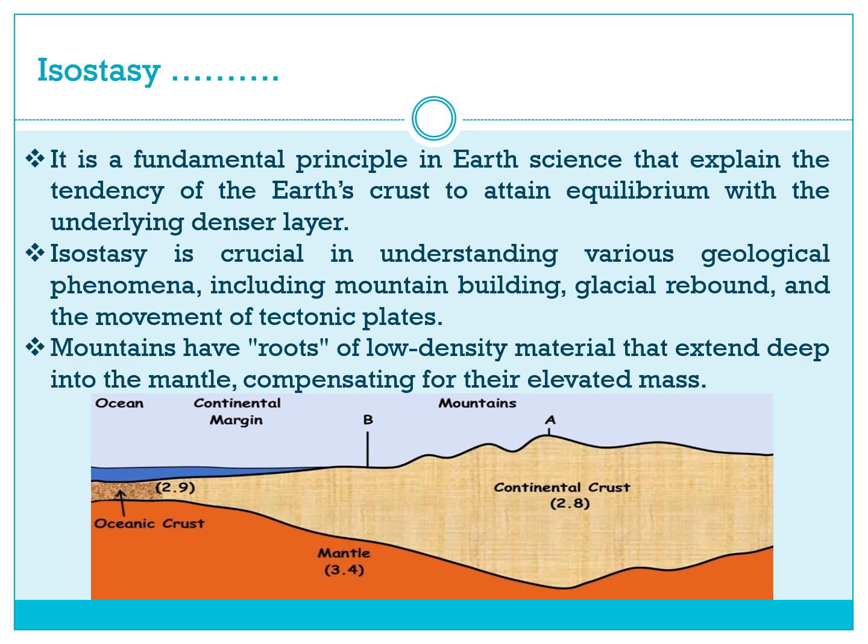Example of isostasy in action: mountain building. When mountains form, the added mass causes the crust to sink deeper into the mantle, creating a deep root. Glacial rebound. After ice sheets melt, the land that was previously depressed by the weight of ice rises back up. Volcanic activity. Volcanic eruptions add mass to the Earth's surface, causing the crust to subside.